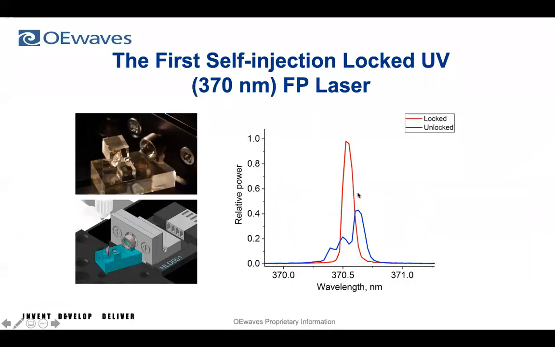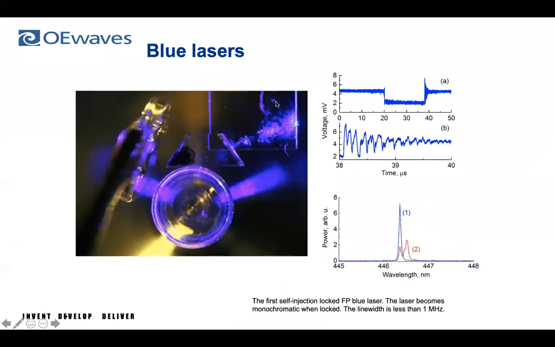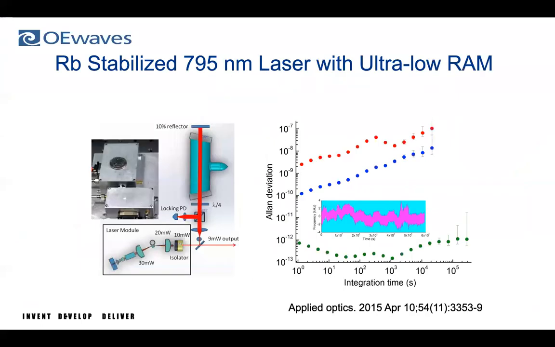We have demonstrated these lasers in the UV at 370 nanometer by injection locking a Fabry-Perot laser. We have delivered to customers blue lasers at 446 nanometer for pumping lithium ions. We have delivered lasers for 795 nanometer. And because of the very low RAM, it turns out that you can stabilize these lasers to transitions in rubidium and achieve outstanding performance in terms of stability.